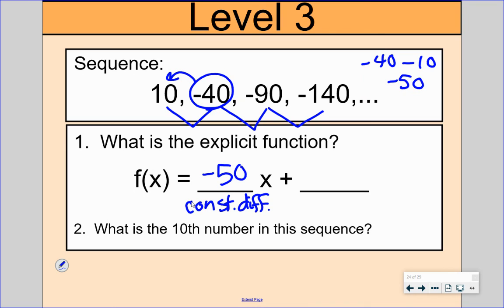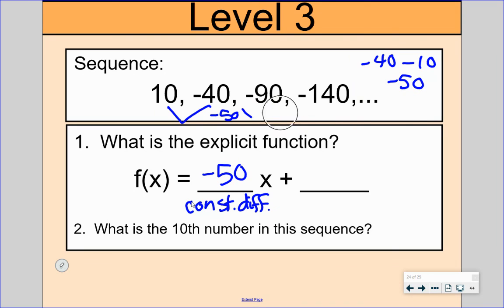One thing I haven't done yet, which we should have been doing all along, is checking. So we're going to check. Is that a constant difference? Does 10 add -50 give you -40? Yes. Does -40 add -50 give you -90? Yes. Does -90 plus -50 give you -140? Yes. We know that -50 is our constant difference.